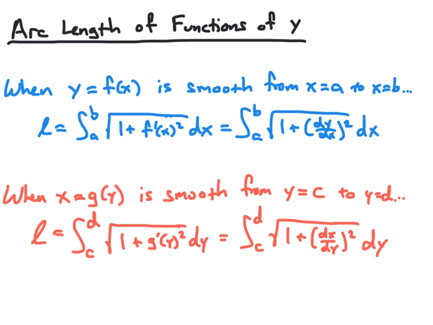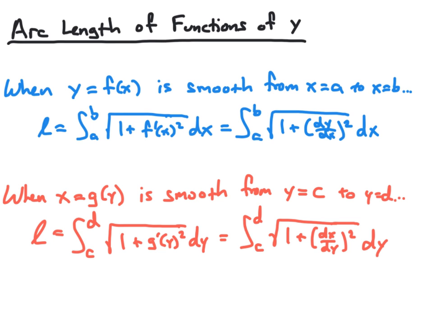If instead we have a curve described by an equation x equals g of y, where y is now going to be the variable, and this curve is smooth between a point corresponding to y equals c and another point corresponding to y equals d, we can compute the length of that portion of that curve by computing the definite integral from c to d of the square root of 1 plus the derivative of g squared.